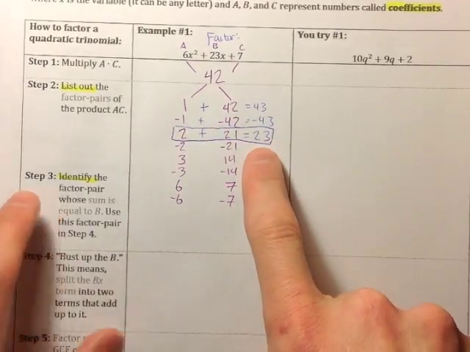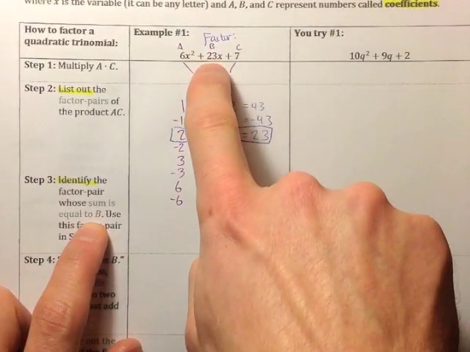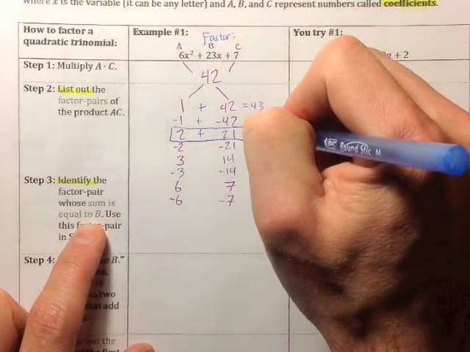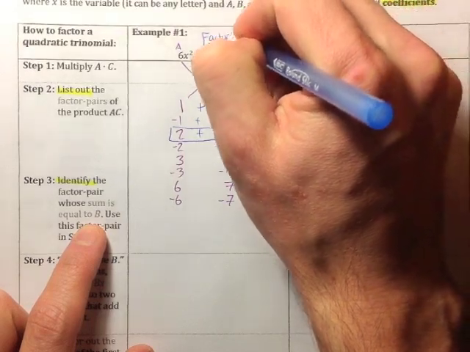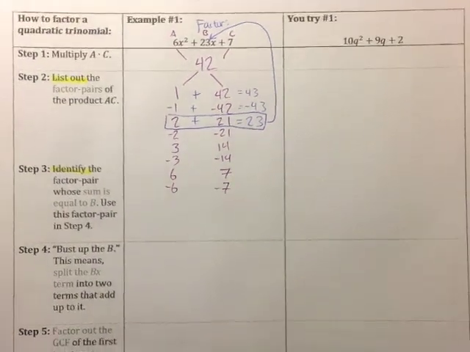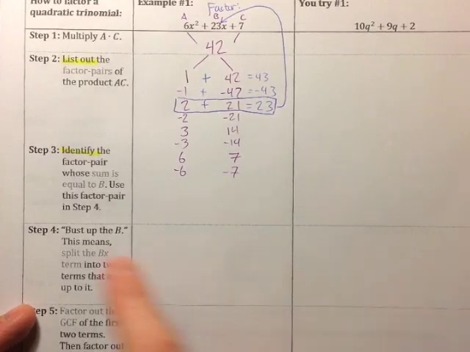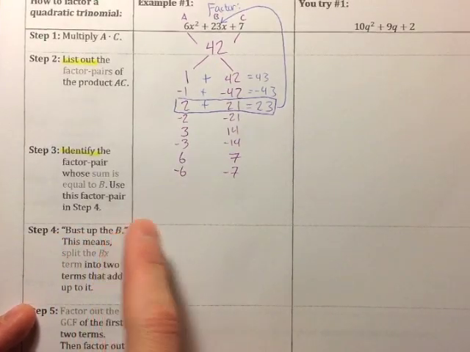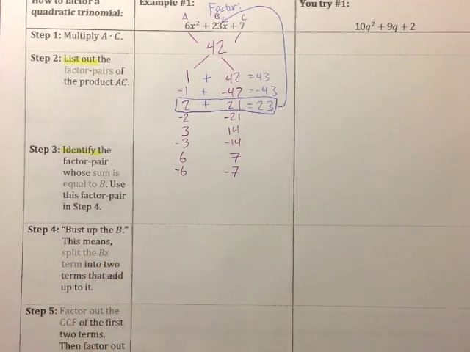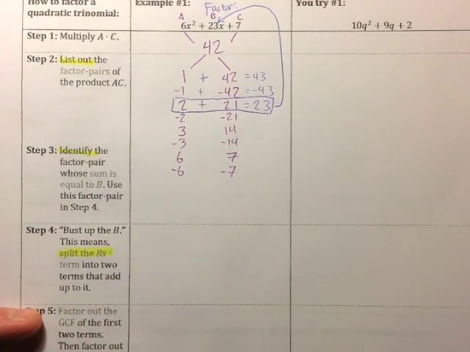And our goal here was to identify which pair of numbers adds up to b. b is 23. So we're done with that part. 23 is b. So we have found our pair of numbers. Okay? Now, let's look at step 4. Step 4 is what I like to call bust up the b. This means split the b times x term into two terms that add up to it. Split the bx term. Now, let me show you what I mean by that.